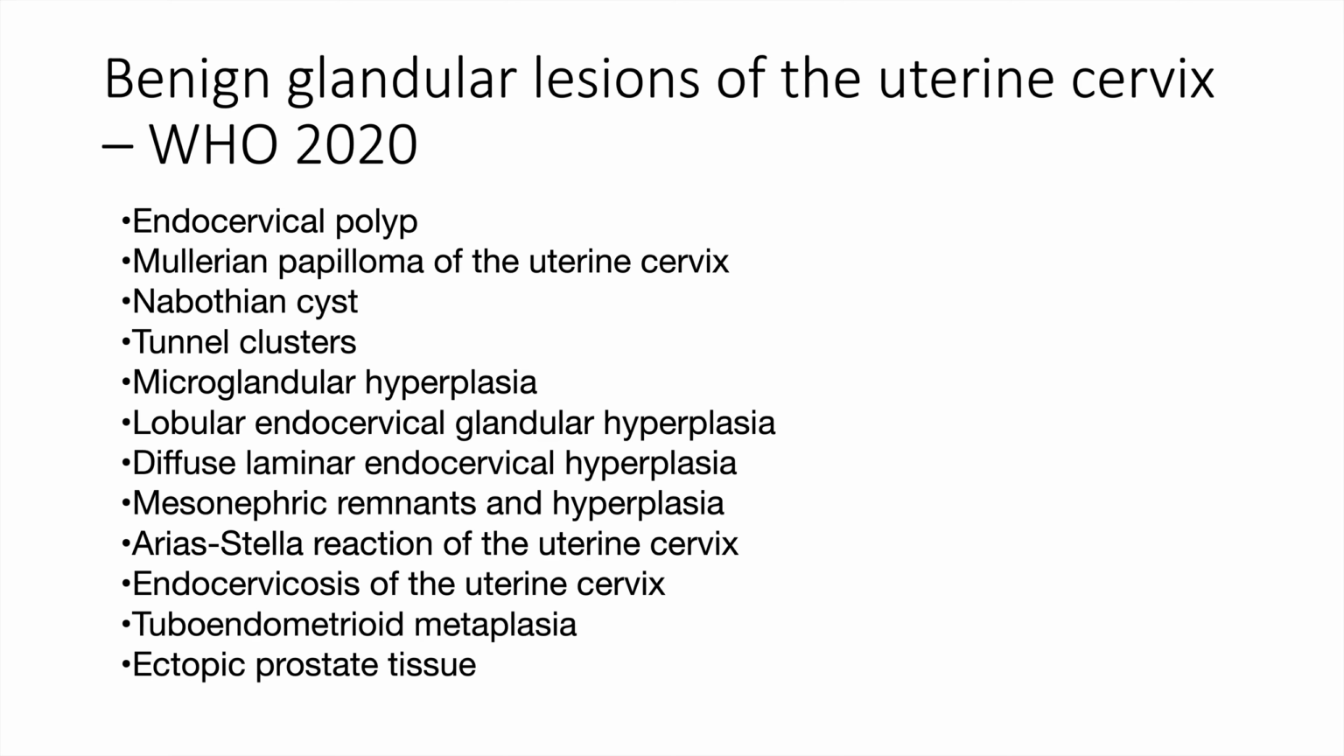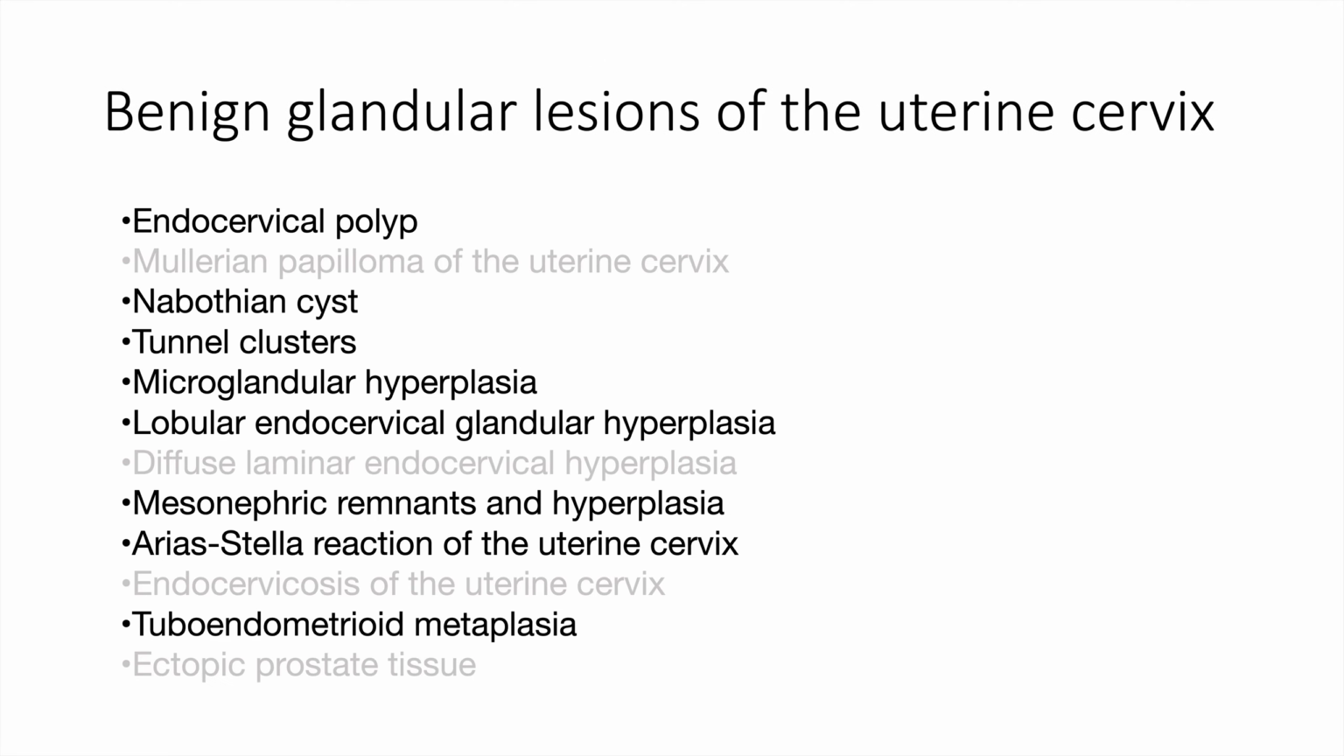So these are the benign glandular lesions of the uterine cervix as noted in the 2020 WHO, and I will cover the ones that I have highlighted in black here. The others are not so common, and in the interest of time, I'm going to cover the ones that you're more likely to encounter. So we'll start with an endocervical polyp.